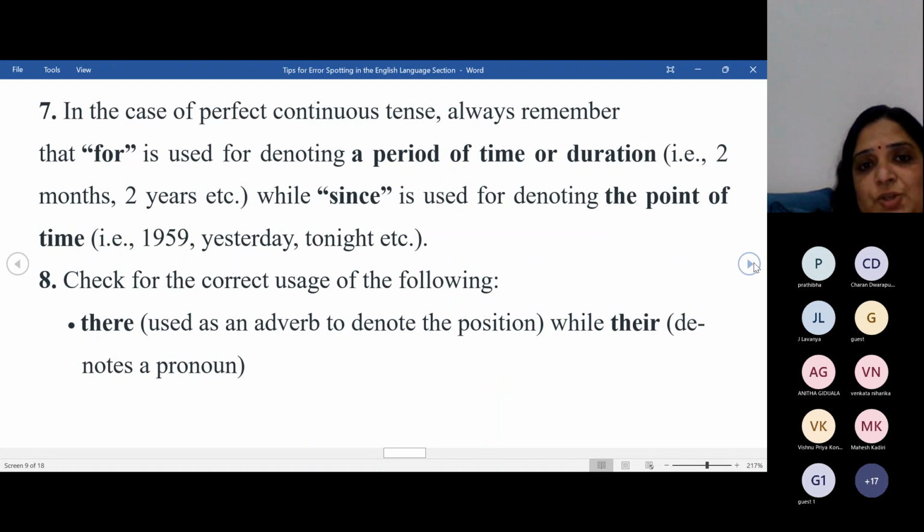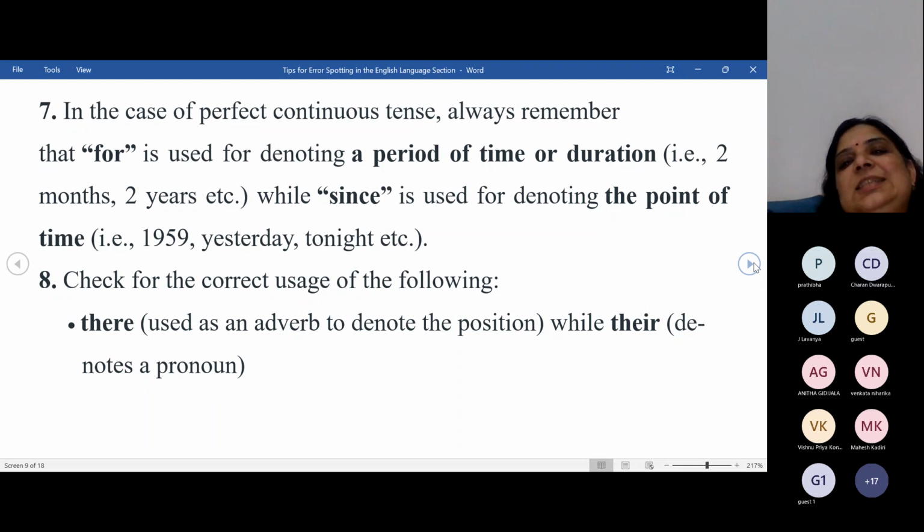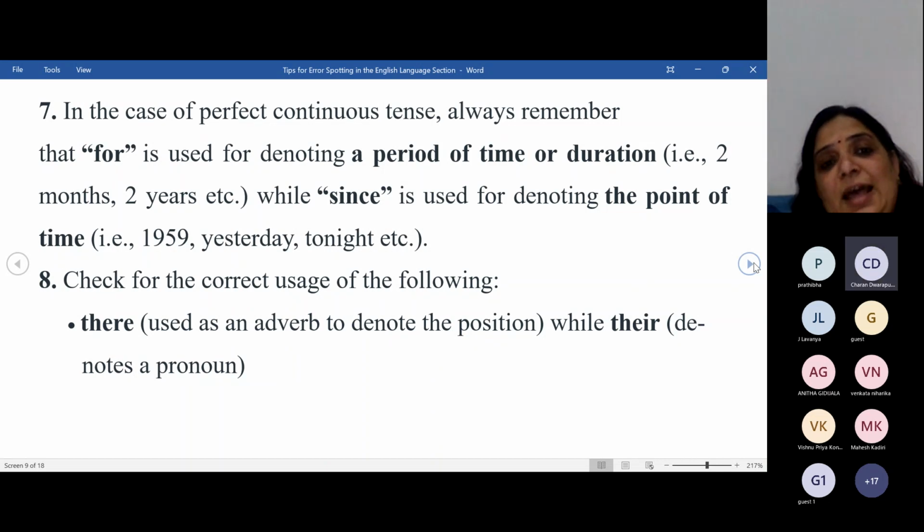Then in case of perfect continuous tense, always remember that for is used for denoting a period of time or duration, while since is used for denoting the point of time. Understood? It was raining since yesterday night. So when you're telling for 2 months, for 2 years, right, it is used for duration of period, and since is denoting the point of time. Since yesterday, since tonight, since 1959. So we have been fighting for the case since that time. So for and since you have to remember.